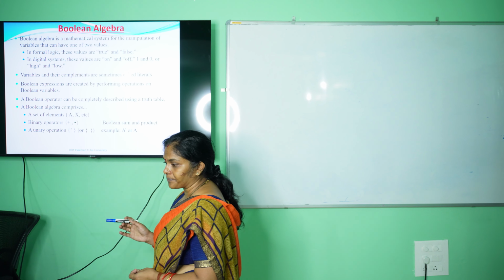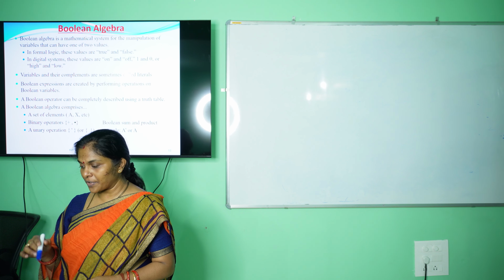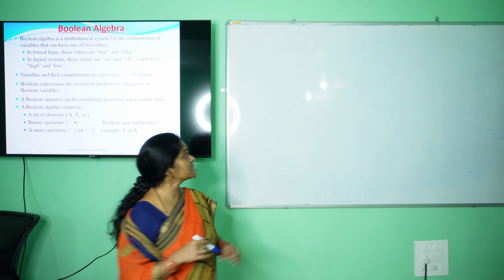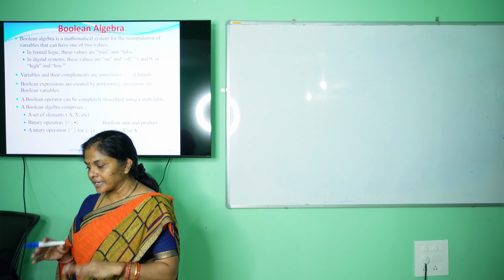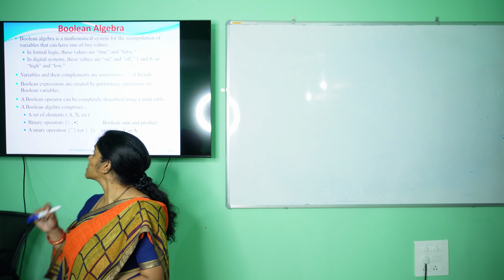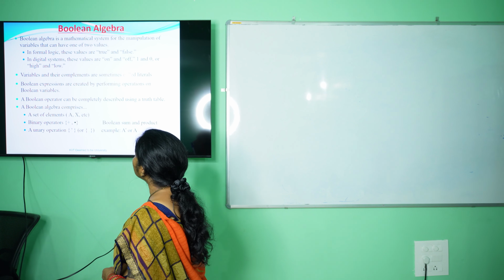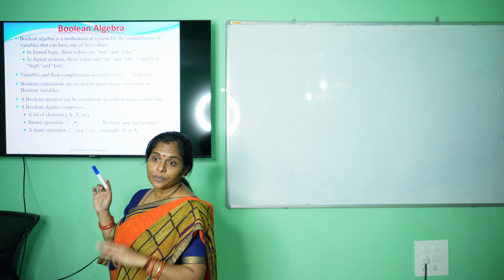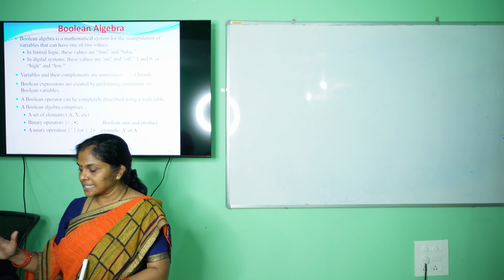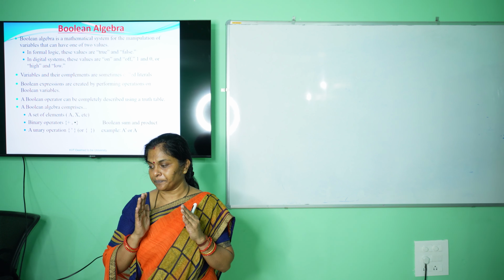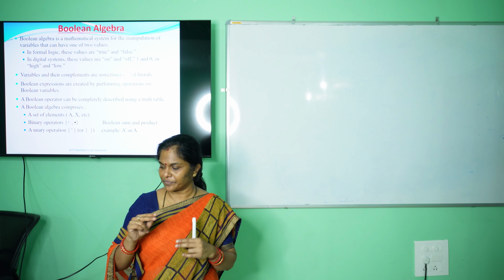But in digital systems, these values are on and off, where on is represented as 1 and off as 0, and sometimes they are represented as high and low. There are variables and their complements, and these are sometimes called literals. Boolean expressions are created by performing operations on Boolean variables. A Boolean operator can be completely described using a truth table. The truth table for 2 bits may be 0 0, 0 1, 1 0, 1 1, like that.